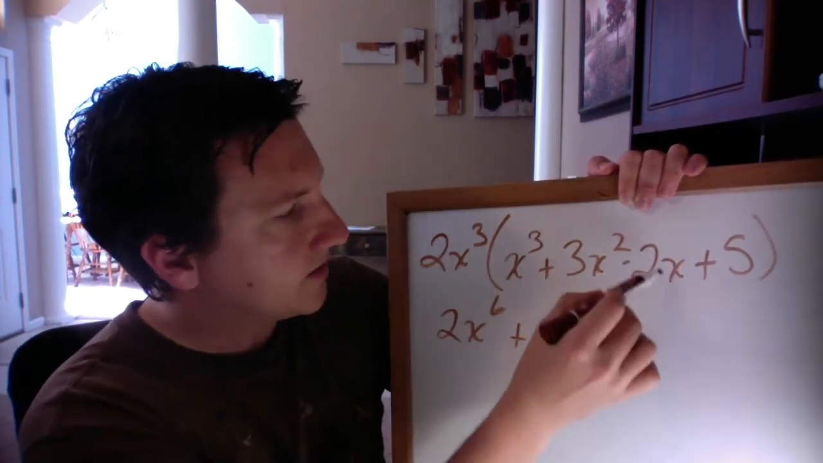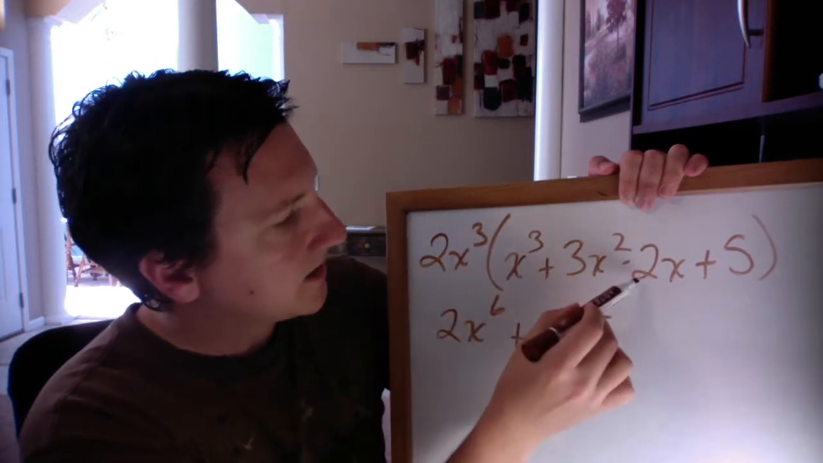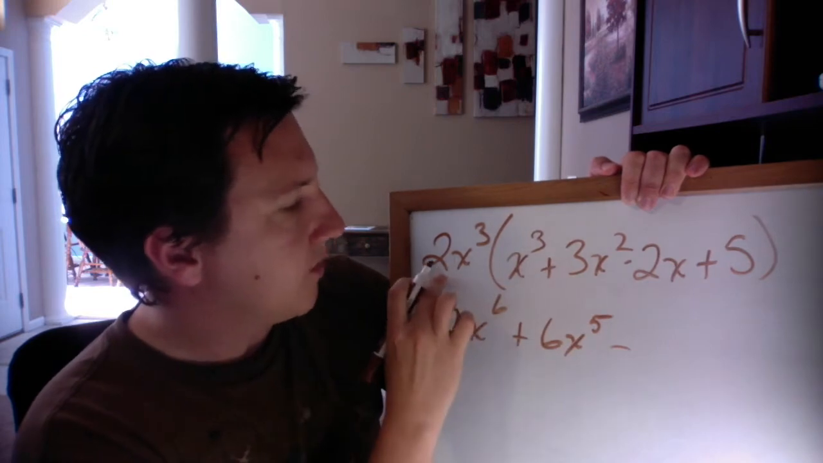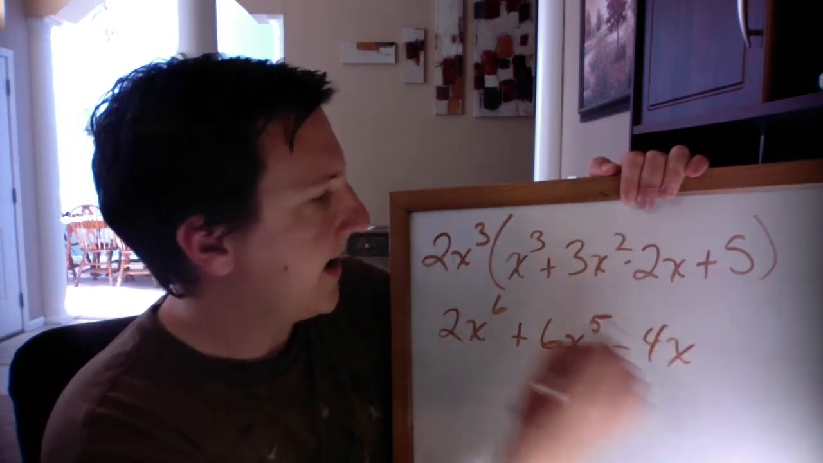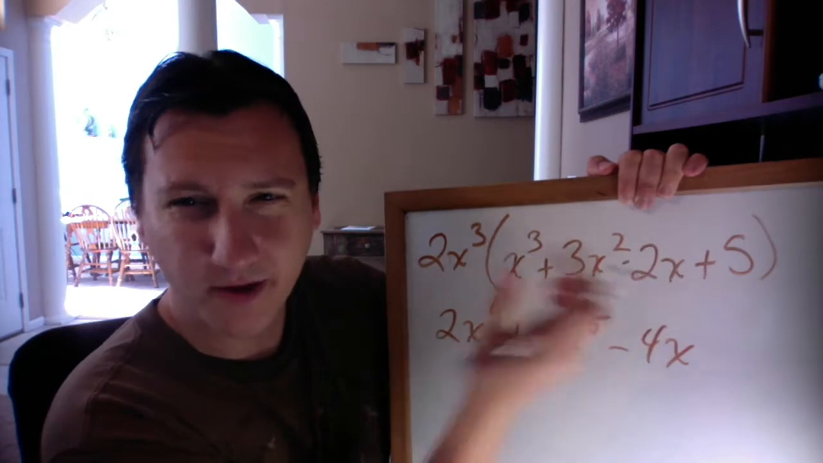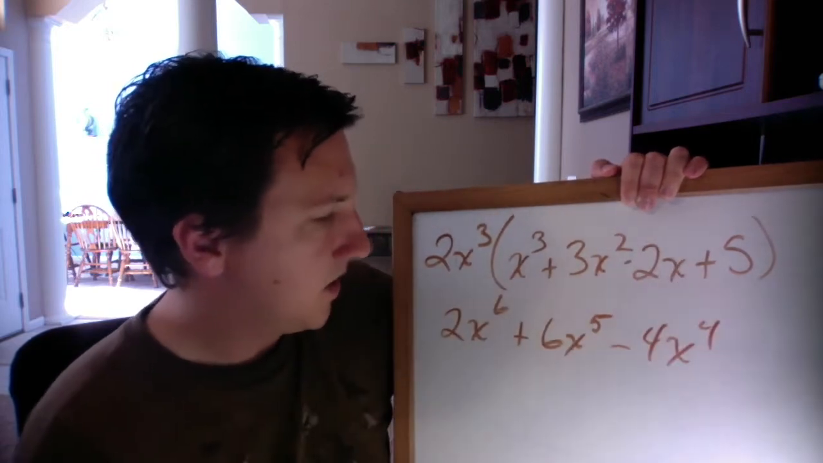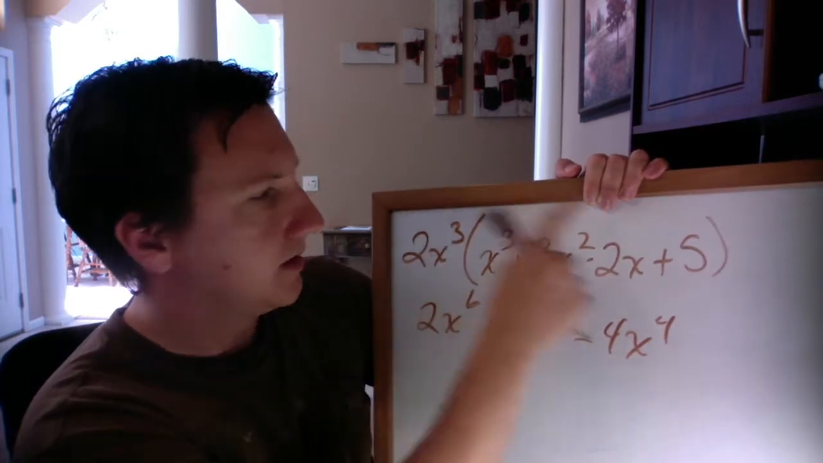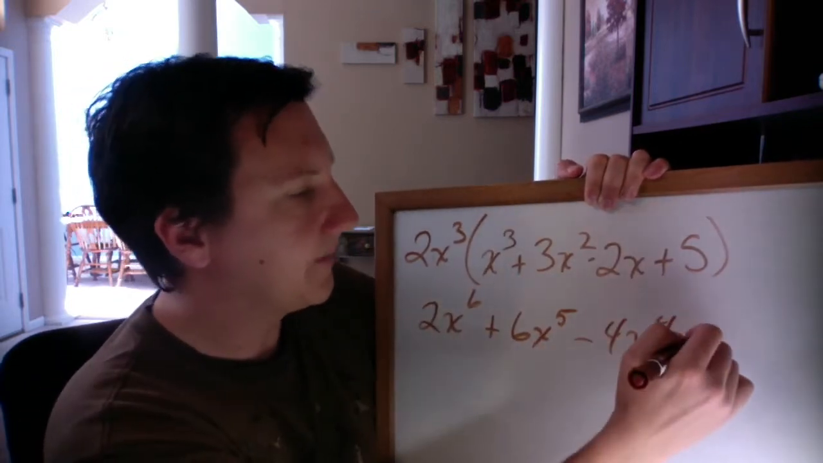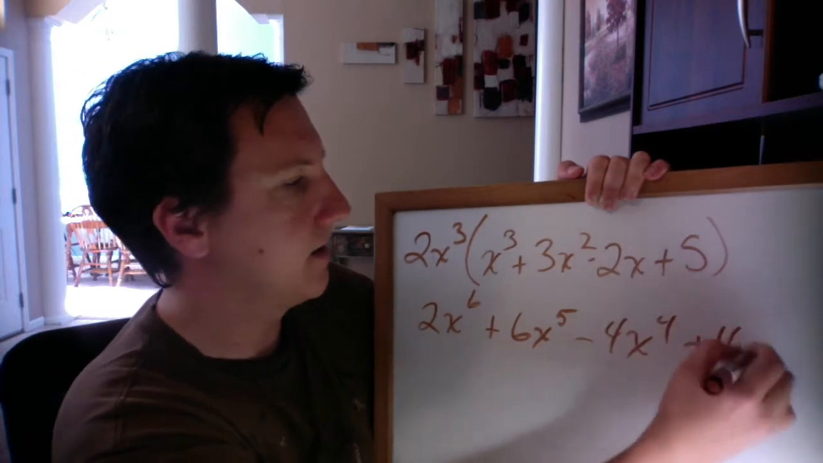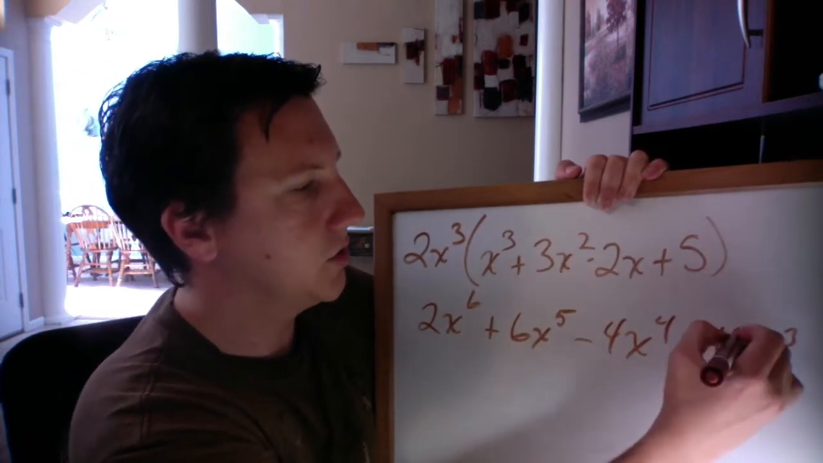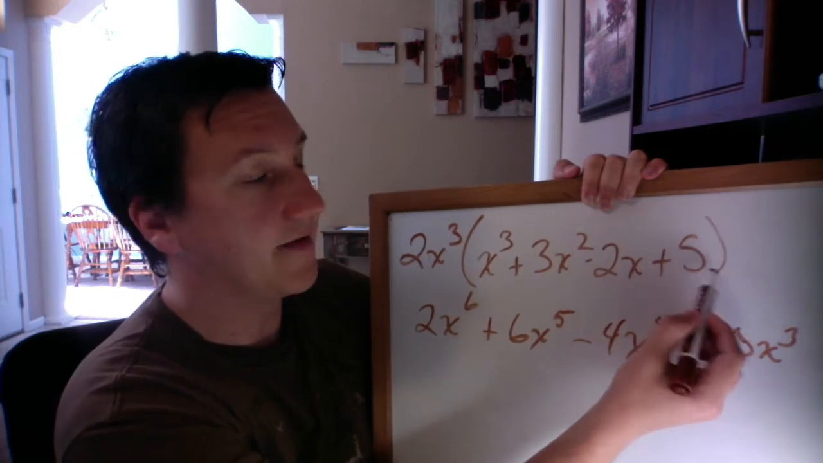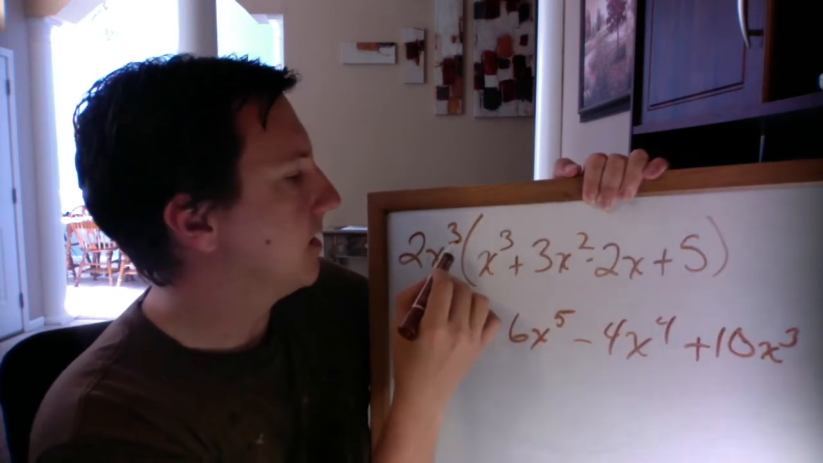Going back here and doing this one, 2x cubed times negative 2x. That would be negative 4x, and then the exponent. There's an understood 1 there, right? So 3 plus 1 is 4. That would be negative 4x to the 4th. And then 2x cubed times positive 5 is 10x cubed, because there's no variable or exponent there to add.